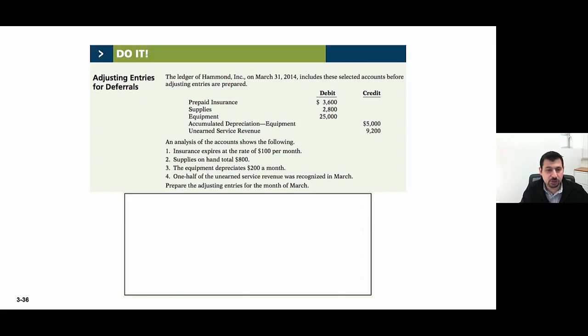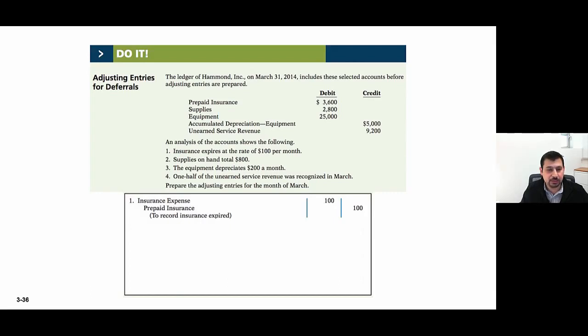Whenever we talk about insurance that is expiring, now we have recognized a new expense. So insurance expense has increased, and as a result we debit insurance expense $100, and we credit prepaid insurance because it has decreased by $100. The explanation would be to record insurance expired.